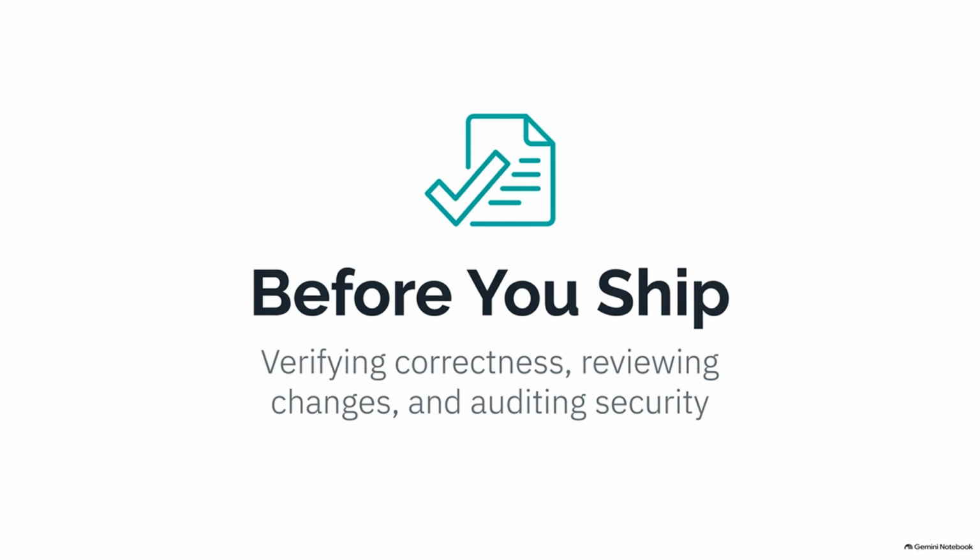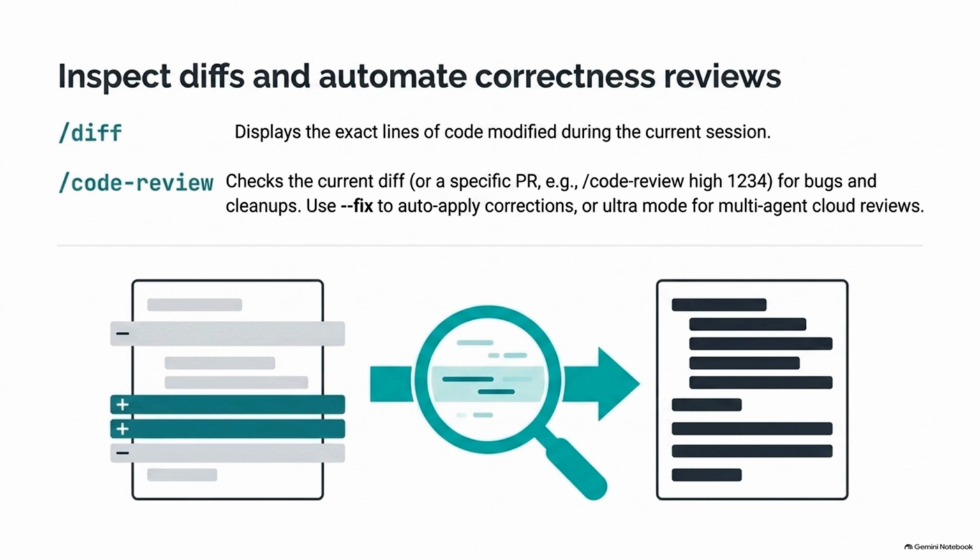Before any change actually goes out the door, there's a review stage. This is about verifying correctness, catching what a human reviewer might catch, and specifically checking for security issues, all before the change ships. /diff is the simple one. It shows you exactly which lines of code changed during the current session, nothing more.